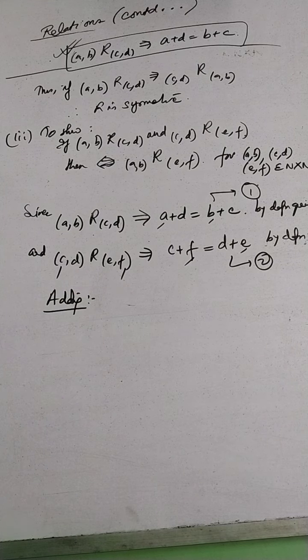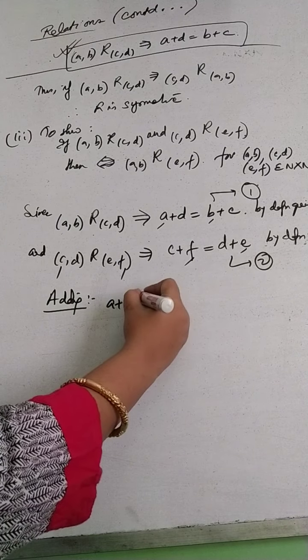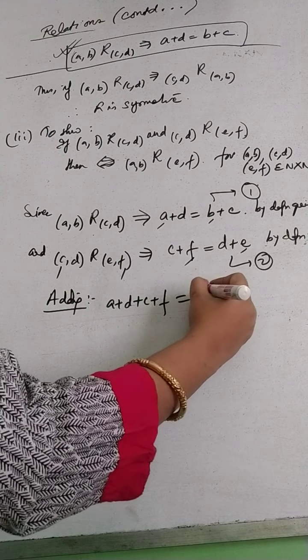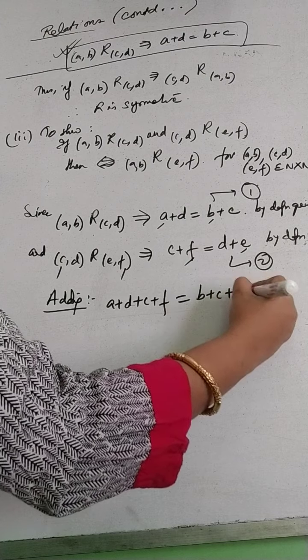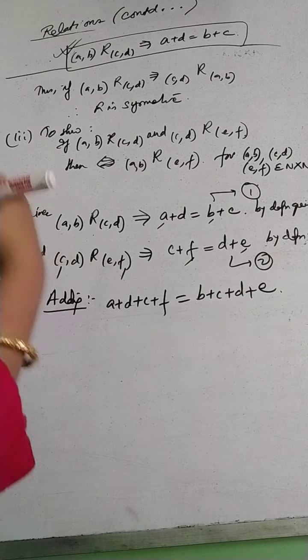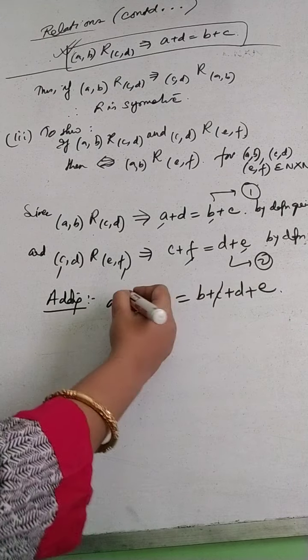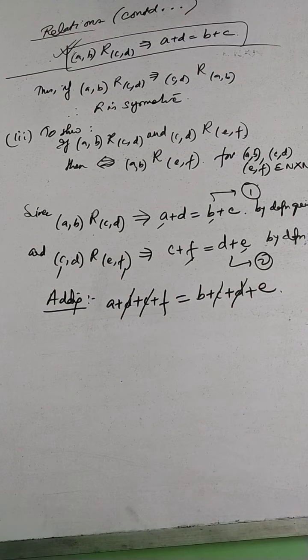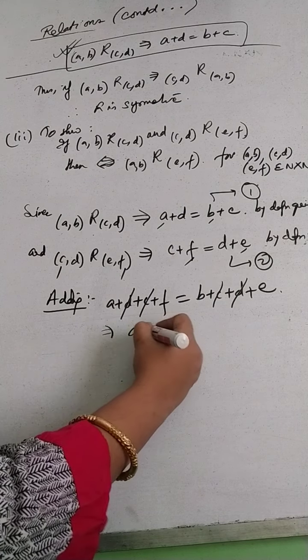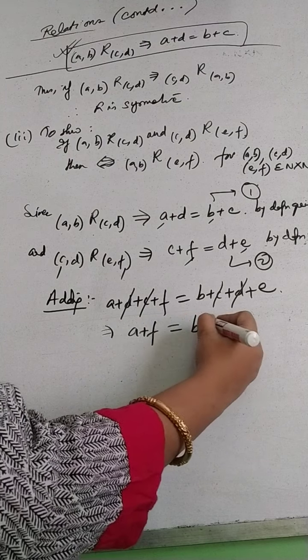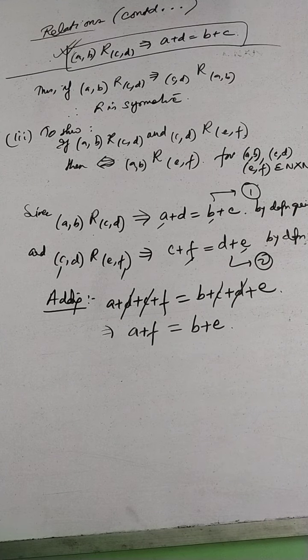Adding gives me what? This side it is A plus D plus C plus F. That side it is B plus C plus D plus E. Whichever way helps in manipulation, you can apply. So C and C cancel from both sides, D and D cancel from both sides. As a result, what do I get? This means A plus F is equal to B plus E. And what does it mean? AF is related to BE.